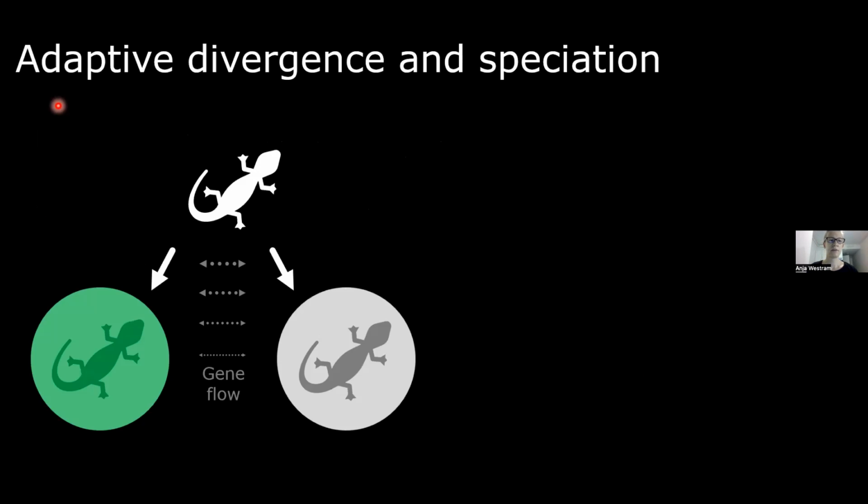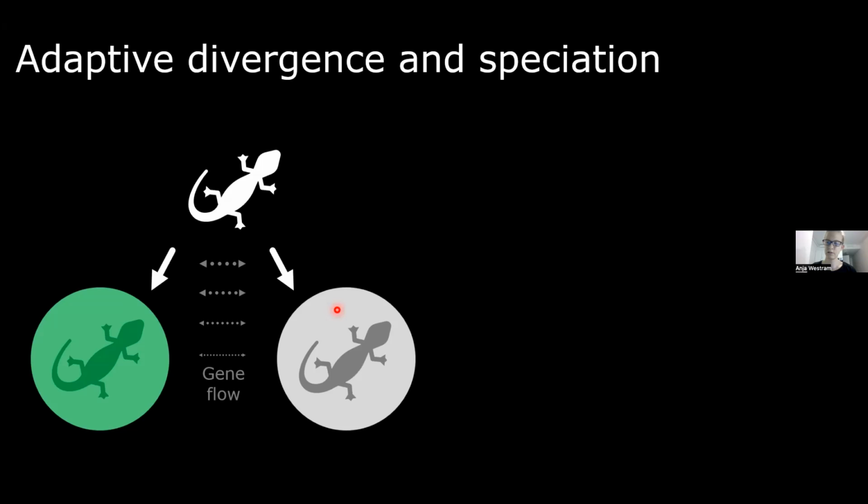So the focus here is on adaptive divergence in a snail system, but for the general overview, I'm showing you a lizard so that you know I'm not just interested in snails. Adaptive divergence, as most of you probably know, happens when you have some kind of ancestral population that then splits into two or more daughter populations adapted to different environments. Here, for example, this lizard population split into two daughter populations adapted to a green and a gray environment, respectively. And this local adaptation and divergence process can happen in the face of gene flow, so while the populations are still connected by genetic exchange.